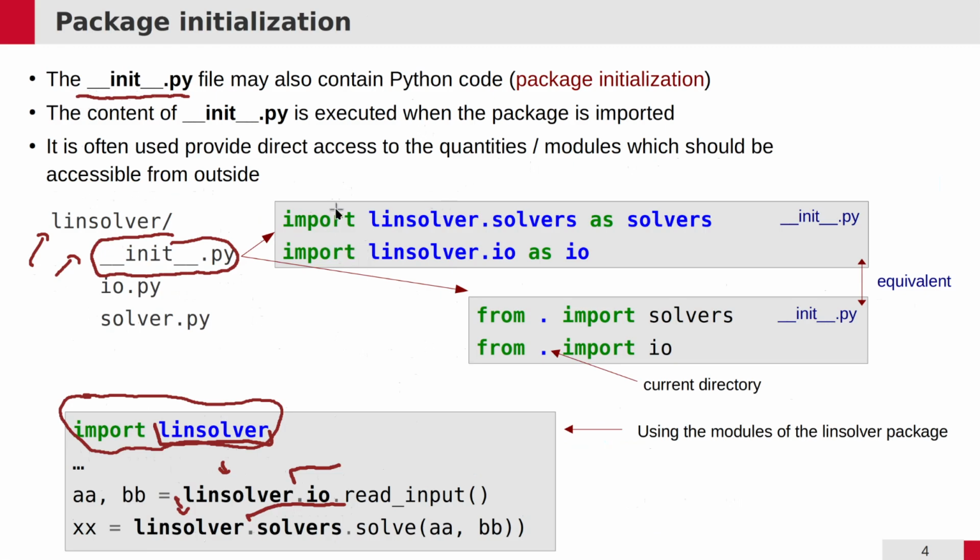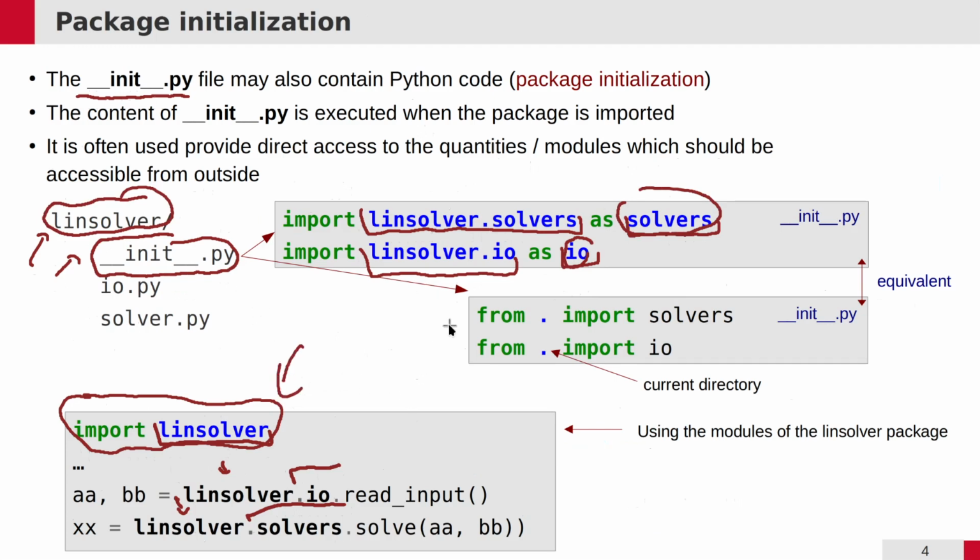Now in this file we could do the following. We could say within this file import the linsolver.solvers module and store it under the name solvers, and also import the linsolver.io module and store it under the name io. And whatever names you create here will be names within the linsolver namespace, right? So if you do that and you are importing linsolver, and the init.py has this content, then you would immediately have access to the modules in the package.